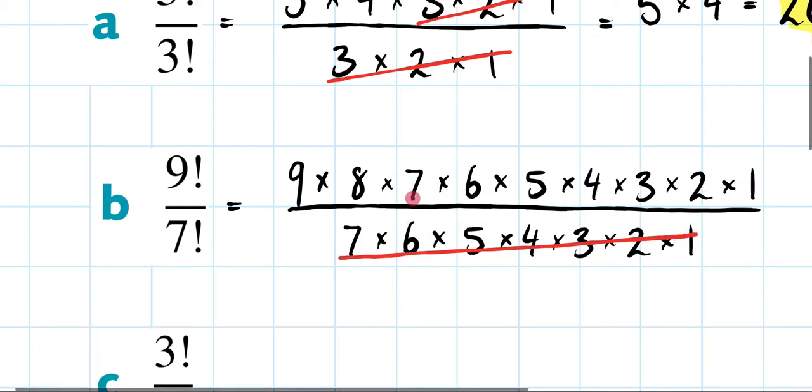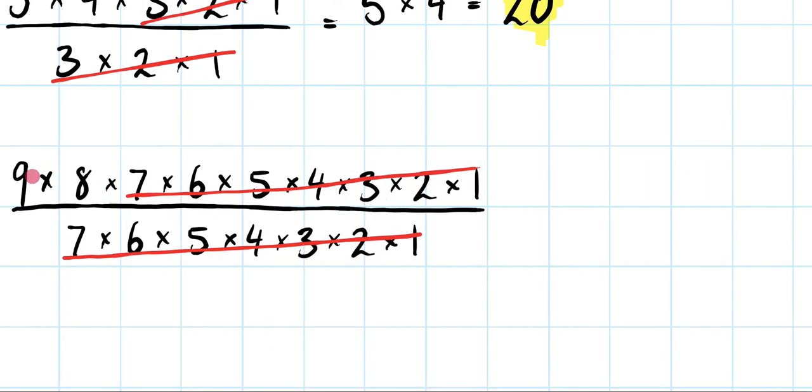Let me try that line again. That is going to leave me with just 9 times 8. So I'm going to be left with 9 times 8, which is equal to 72. Get your highlighter and give that a highlight.